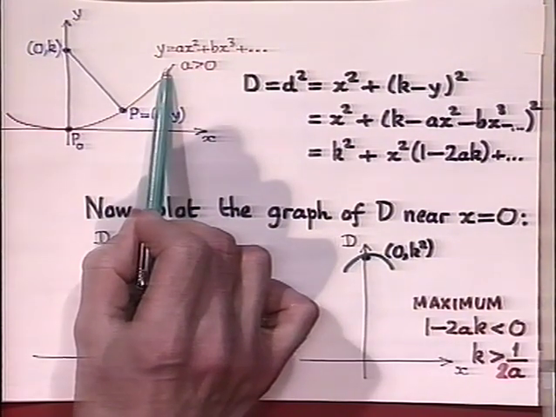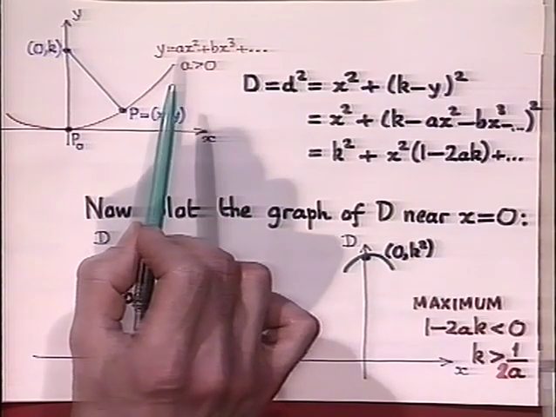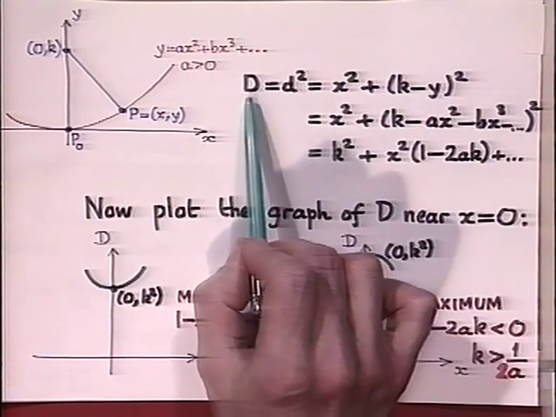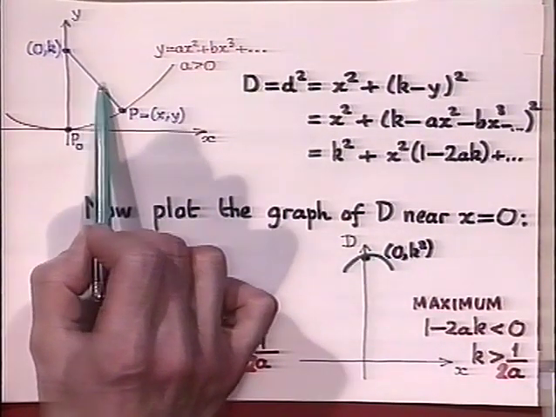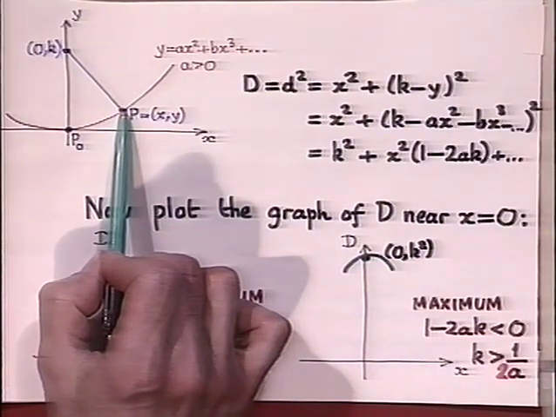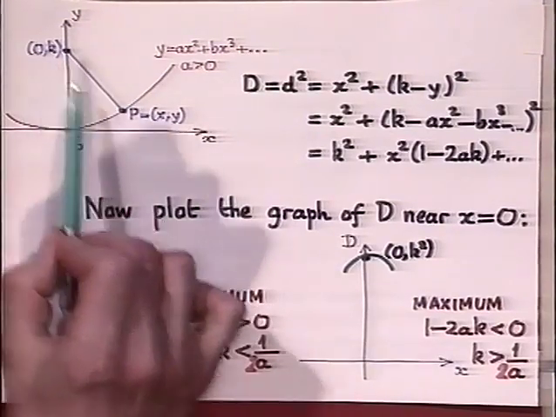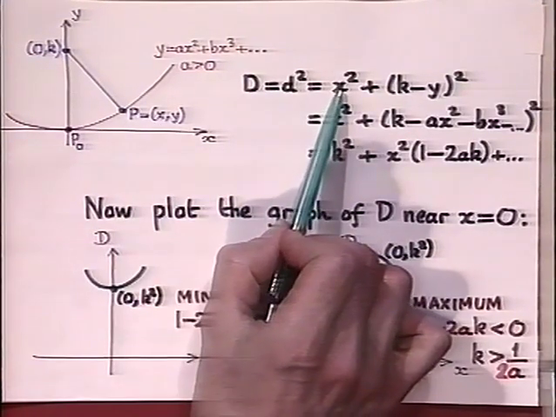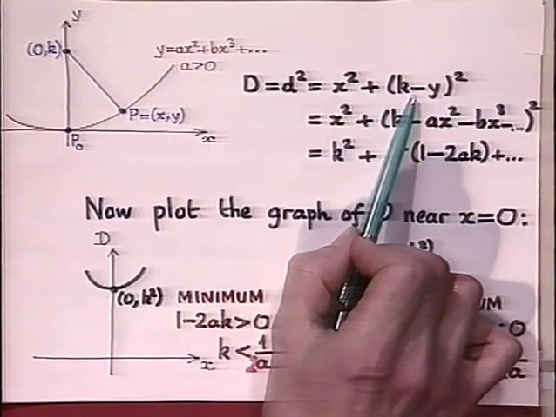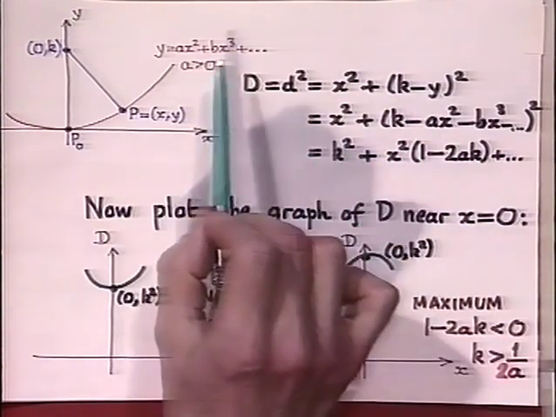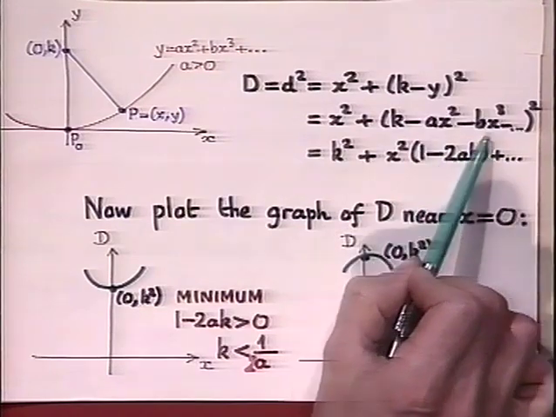So I shall write down a formula for the distance. In fact, it's more convenient to write down a formula for the square of the distance, since this doesn't involve square roots in the formula. So here capital D is the square of the distance, where little d is this distance here. How do we work out the square of this distance? Well, we use Pythagoras' theorem. It's 0 minus x all squared, that's this x squared, plus k minus y all squared. We now substitute for y. Y is ax squared plus bx cubed, and so on. So we substitute that in the formula.